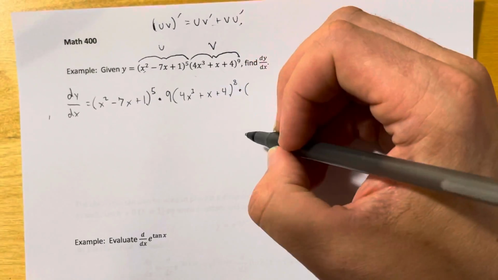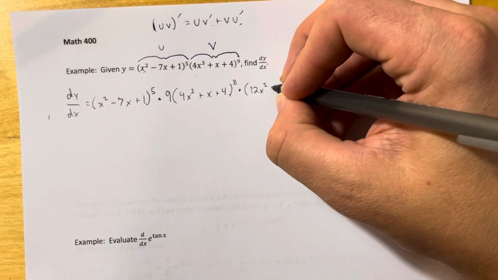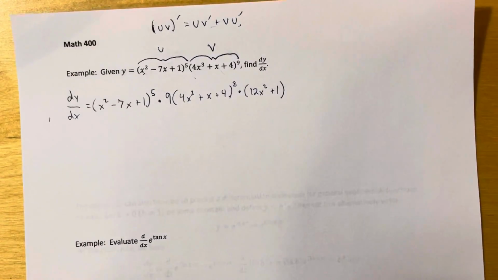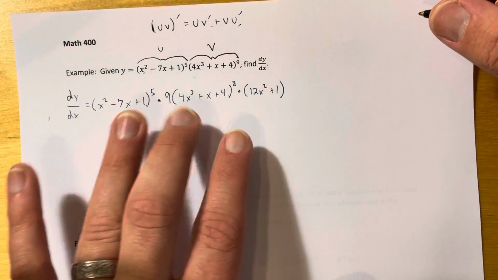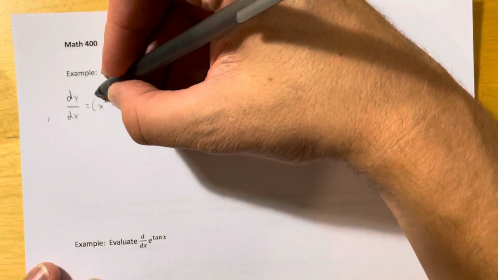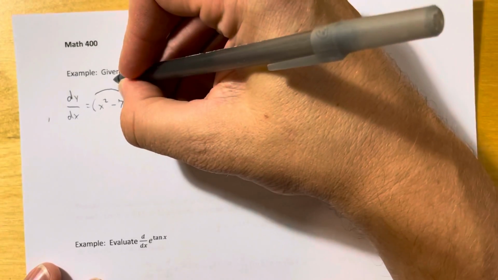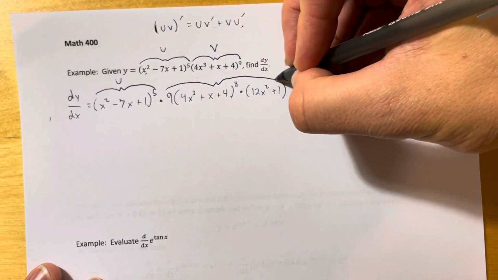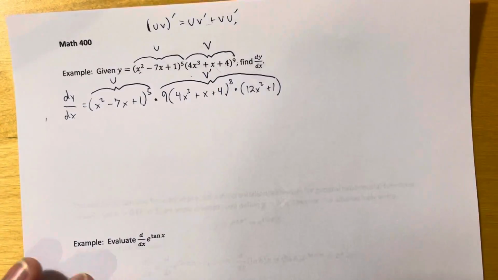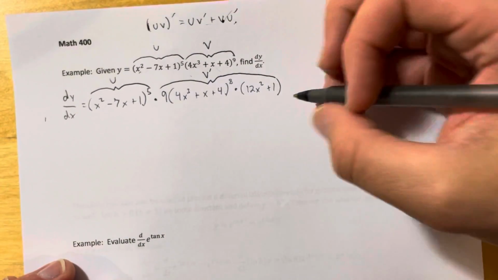So the derivative of this polynomial in here is going to be 12x squared plus 1. So far, all I have dealt with is u v prime. And again, in a normal problem, I wouldn't write all the u's and v's here, but since we're getting used to things, I'm going to highlight what's what in my answer. That's v prime right there. Okay? Now I need v u prime.